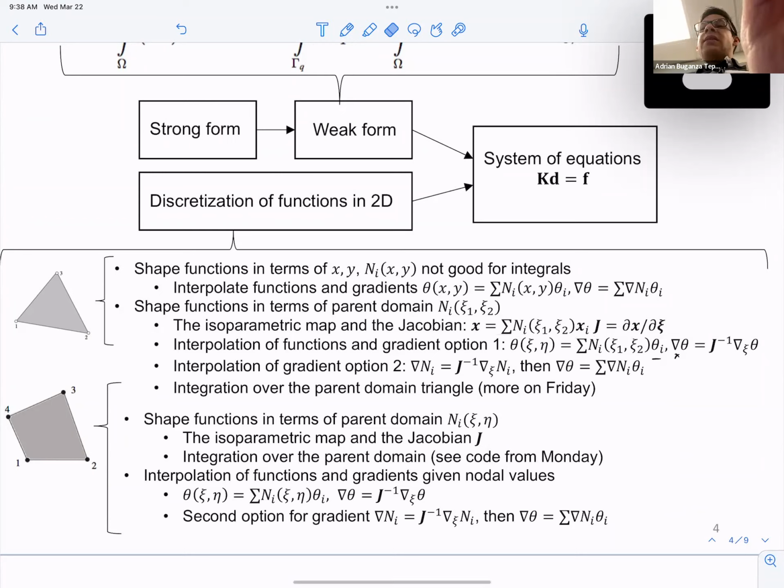For quadrilaterals, like I said, it's not possible. I guess it should be possible, but it's very, very difficult to try to get shape functions in terms of x, y. It's easy to get shape functions in terms of psi, eta. Again, the thing that comes with that is that you need to evaluate the isoparametric map and the Jacobian.